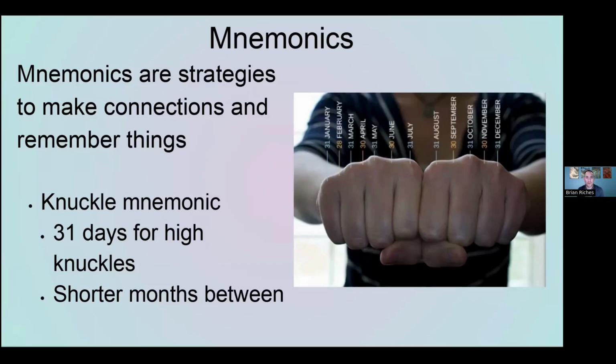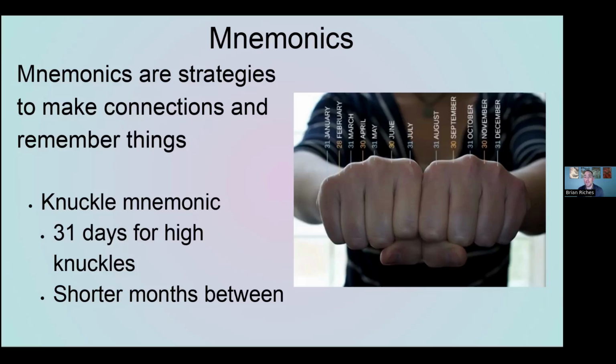So both of these are strategies to try and remember which months have 31 days, which have 30 days, and then which one has the 28 days. So it's a useful tool to be able to remember things. And that's essentially what mnemonics are, a memory trick to help you remember things.